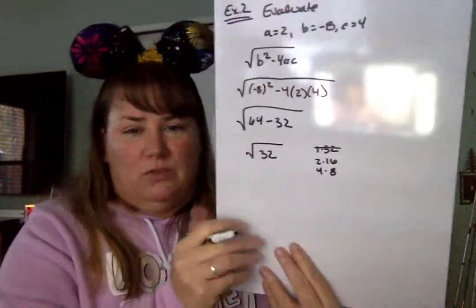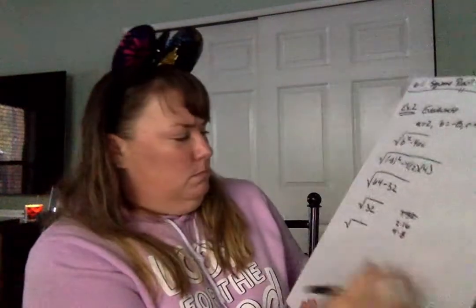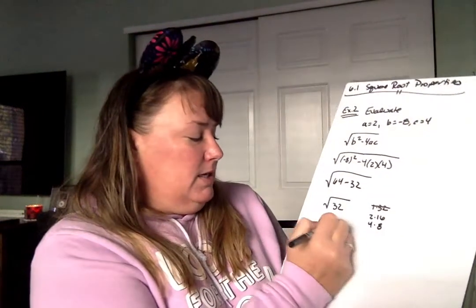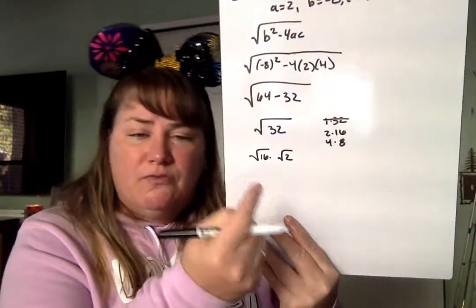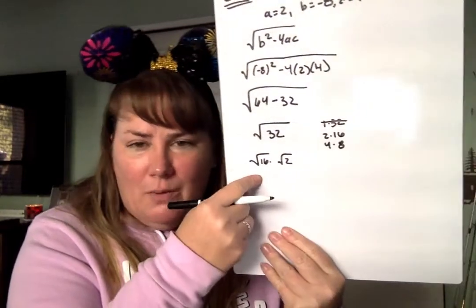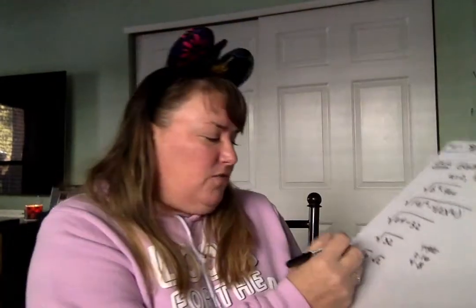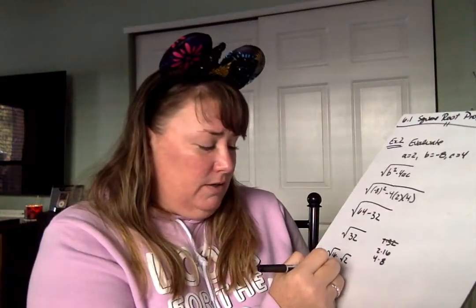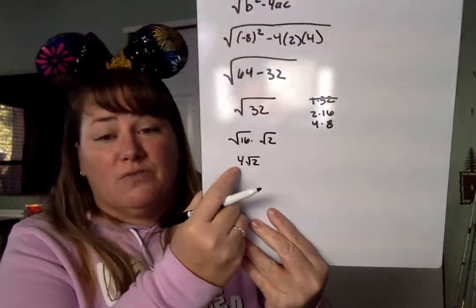So here we go. Let's go 2 times 16. So we have the square root. You're going to put your perfect square first. So square root of 16 times the square root of 2. It really doesn't matter which one you put first, but I put this one first so that way you can simplify that part. So the square root of 16 is 4. And you can't simplify square root of 2 because it's already simplified. So you have 4 root 2. Remember, it's 4 times root 2.